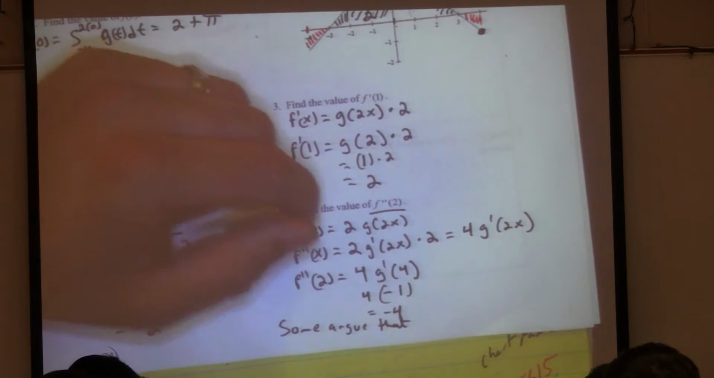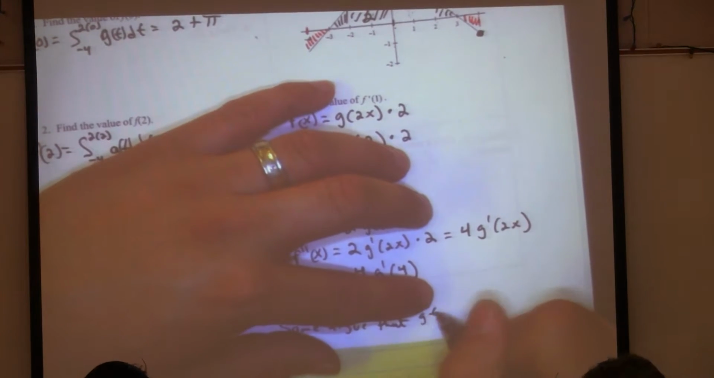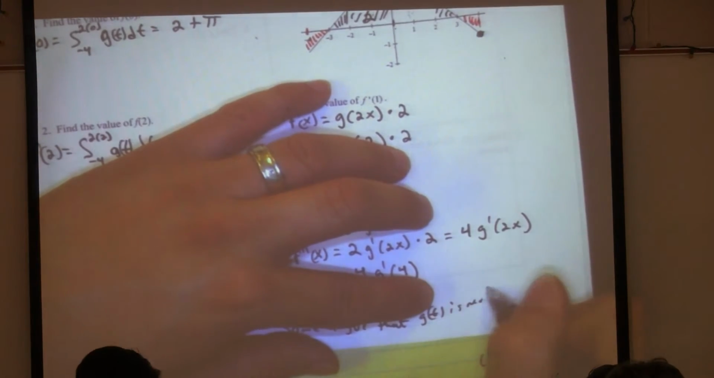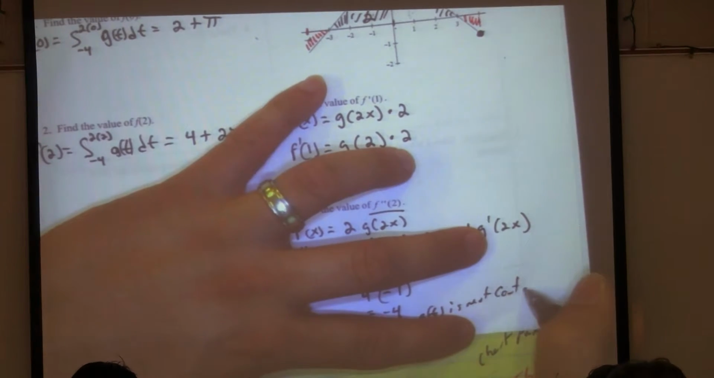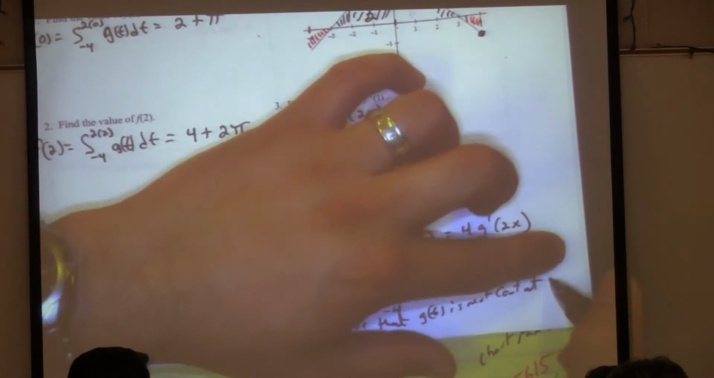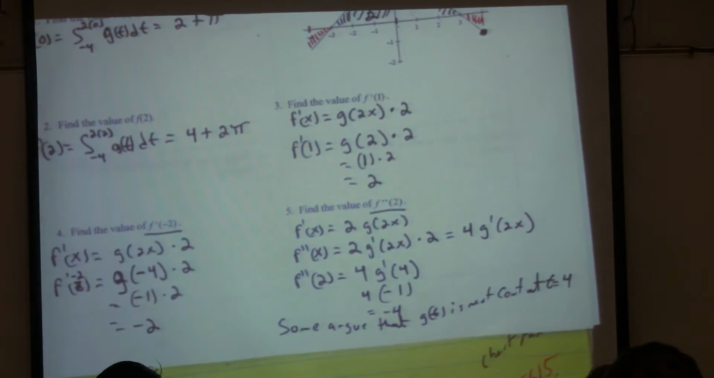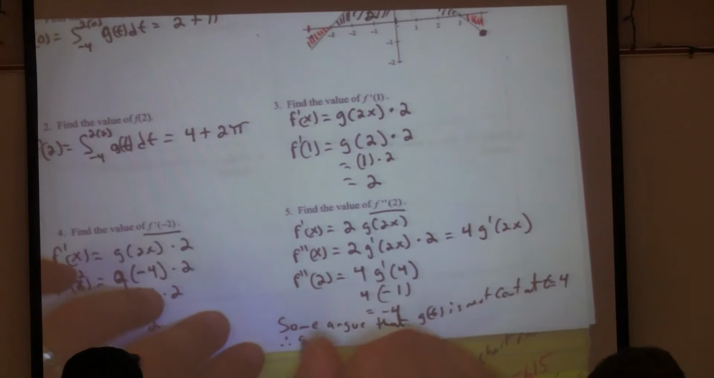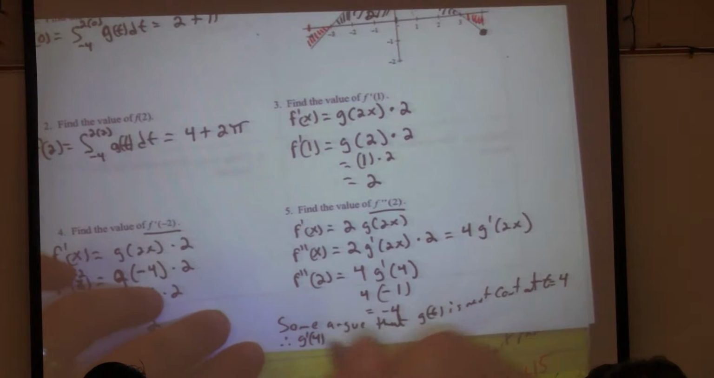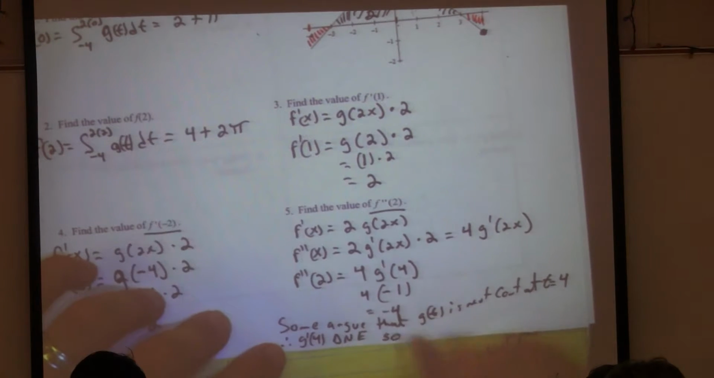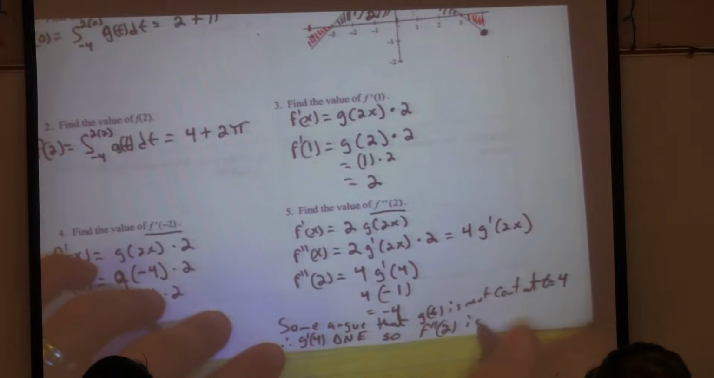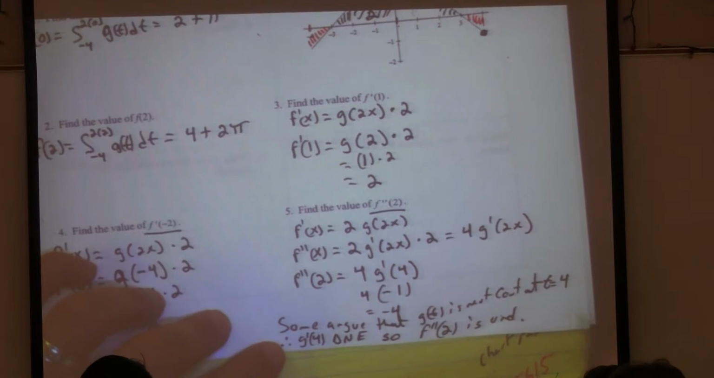Right? So some argue that g of t is not continuous at t equals 4, right? Therefore, g prime of 4 does not exist, so f double prime at 2 is undefined.